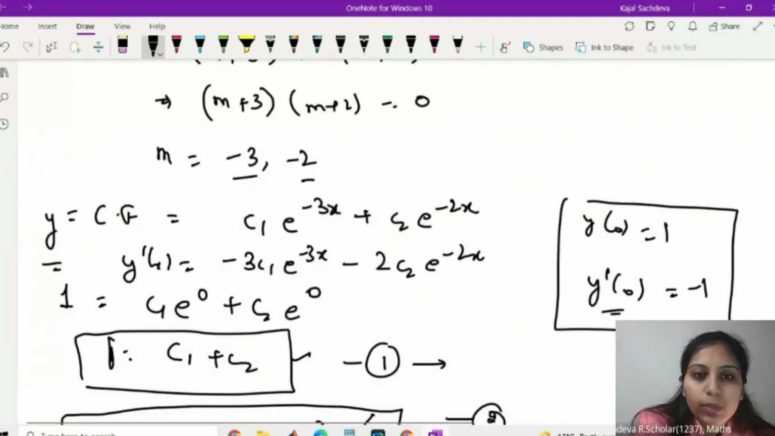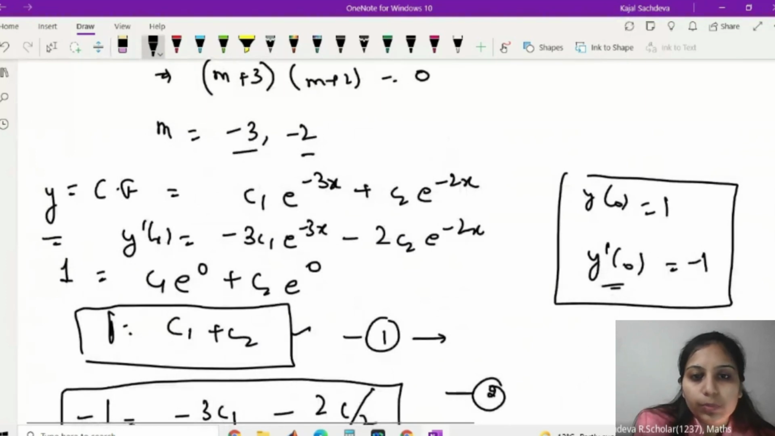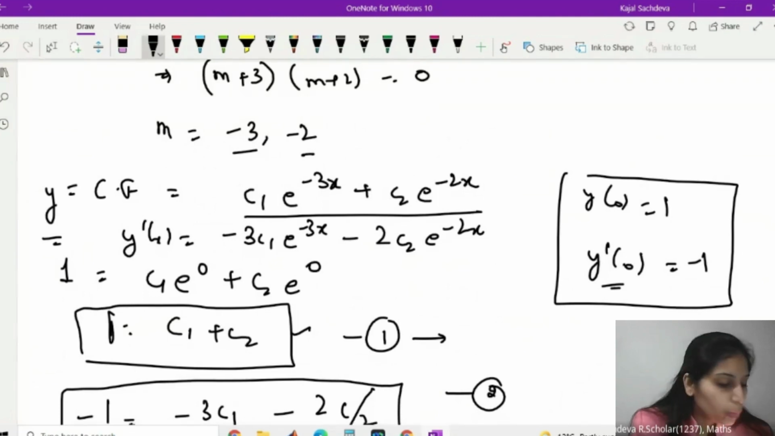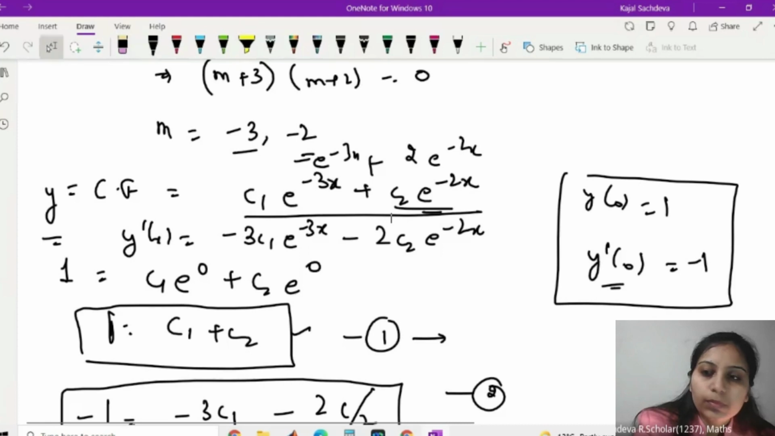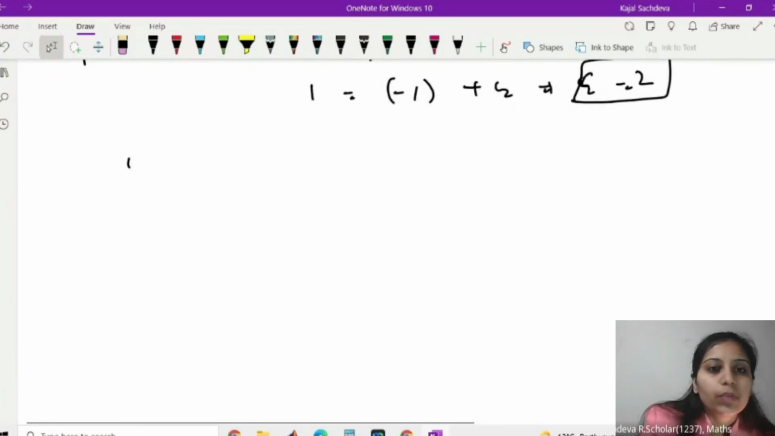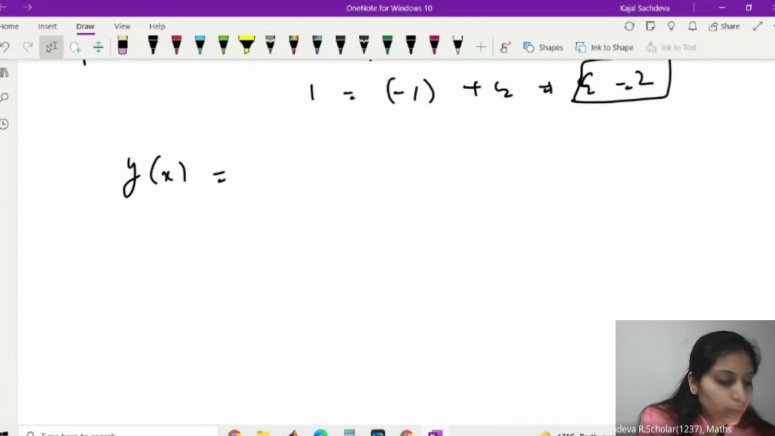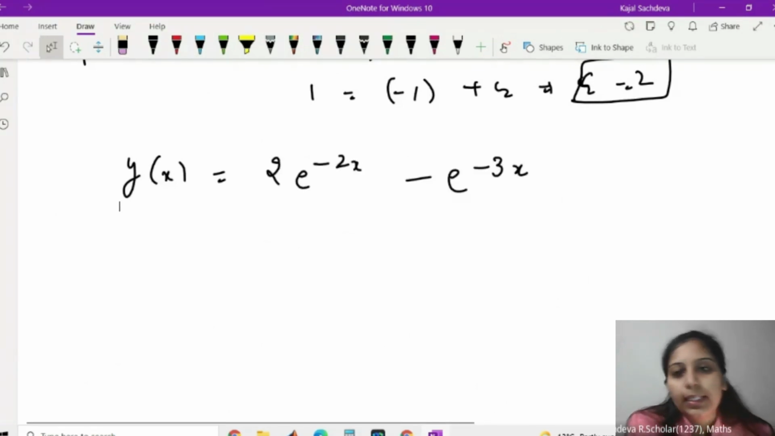Replace the C1 and C2 values in our solution. So we get, in place of C1, minus 1, and in place of C2, 2. So 2 into e raised to power minus 2x, and here minus e raised to power minus 3x. So just writing the solution: y of x is equal to 2 e raised to power minus 2x minus e raised to power minus 3x.